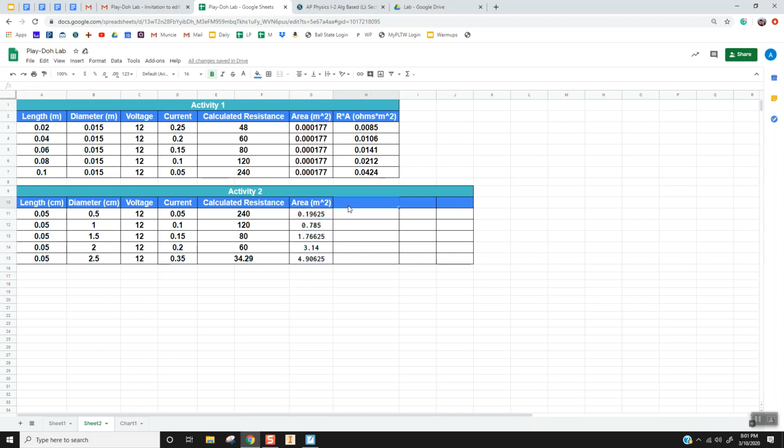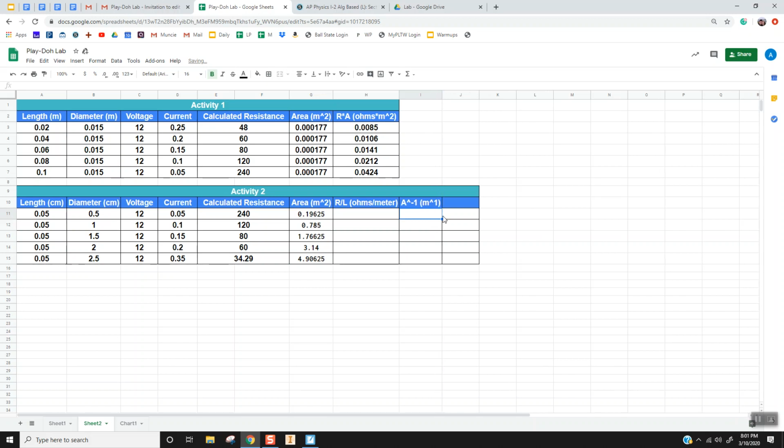The next thing I want to do, instead of R times A, is R divided by L. So resistance divided by length. I'm just going to do R divided by L, and that'll be ohms per meter. And then my x-axis is going to be the inverse, so I'm going to say area to the power of negative one, which is meters to the negative one as well.